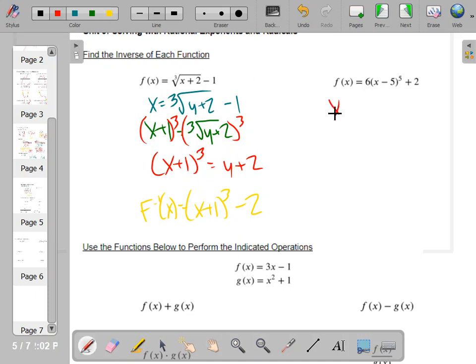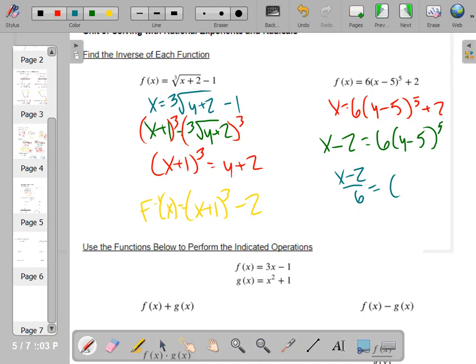Let's do the same thing. x equals 6 times y minus 5 to the 5th, plus 2. First, isolate the exponent. Get this by itself. So subtract 2: x minus 2. Then divide by 6. You cannot take the fifth root yet. So x minus 2 over 6 equals y minus 5 to the 5th.